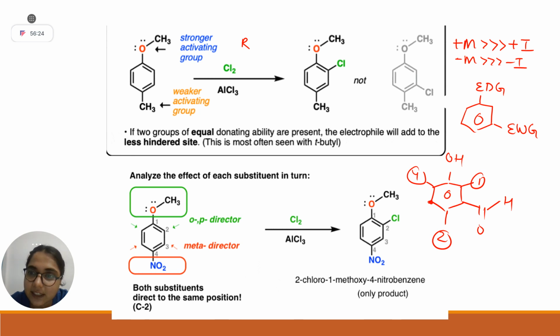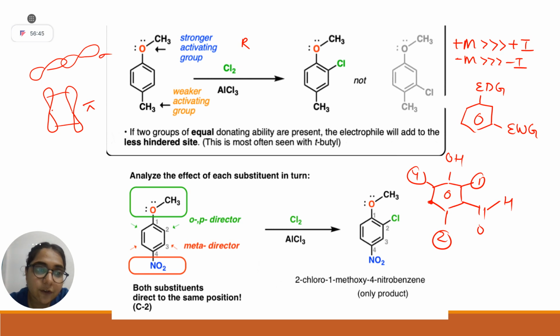Exactly. Because sigma bonds are not easy to break, right? Pi bonds are easy to break. Why? Because pi bonds are formed from sidewise, collateral overlapping, and your sigma bond is formed from head-to-head overlapping. Yes? Very good. Therefore, pi bonds are easy to break.